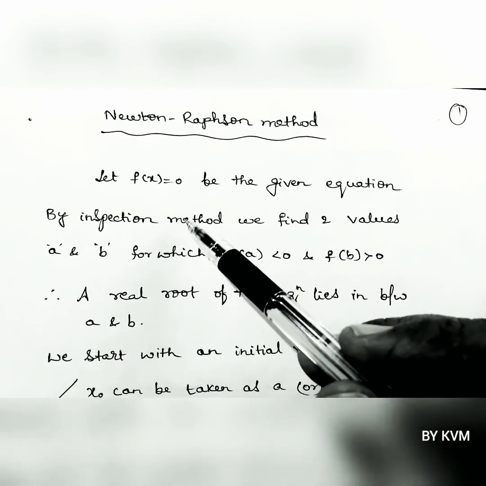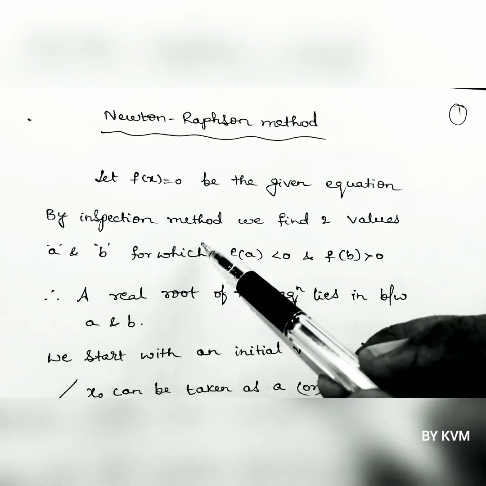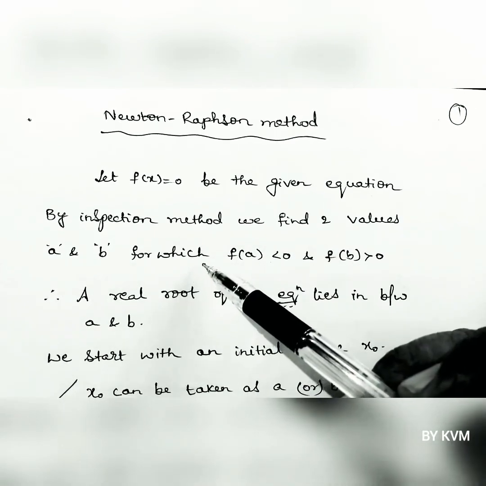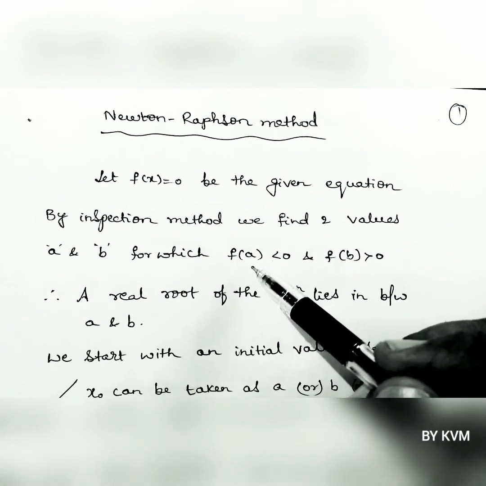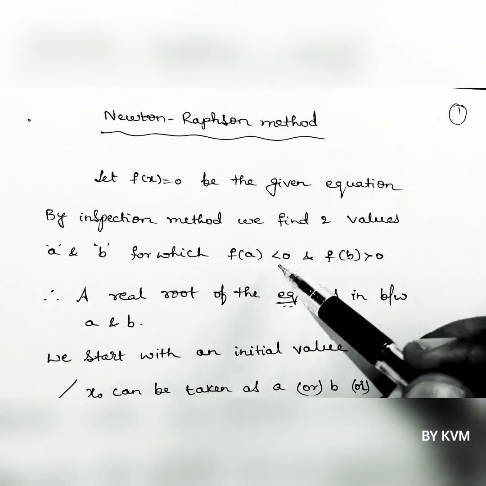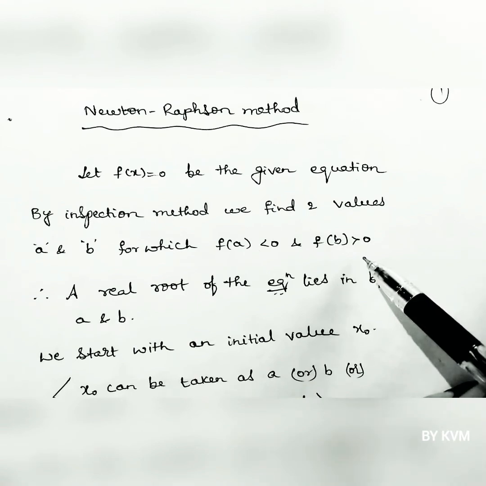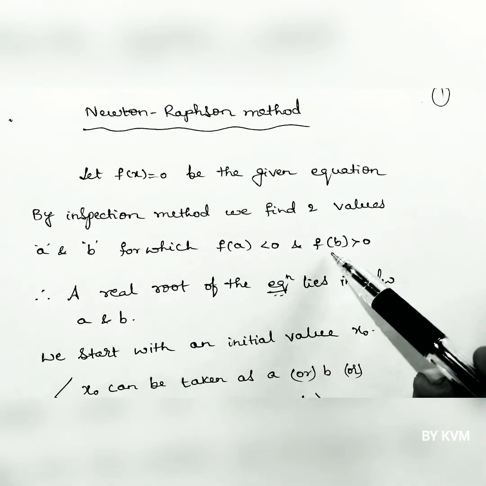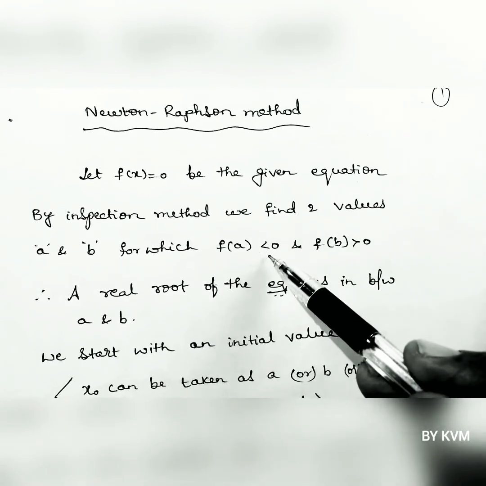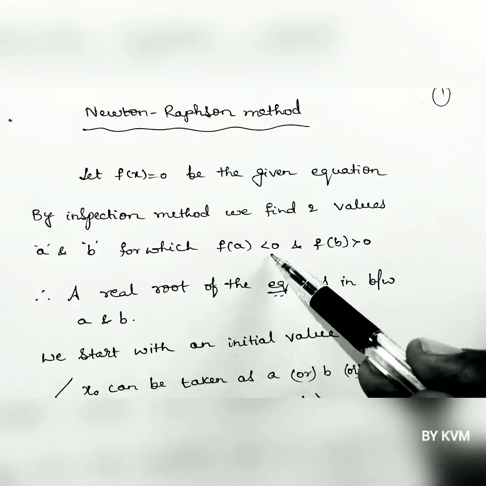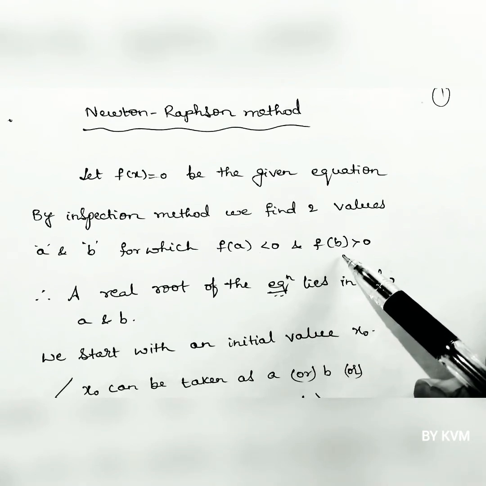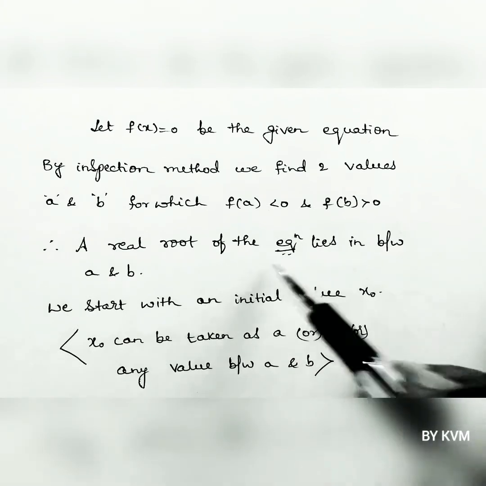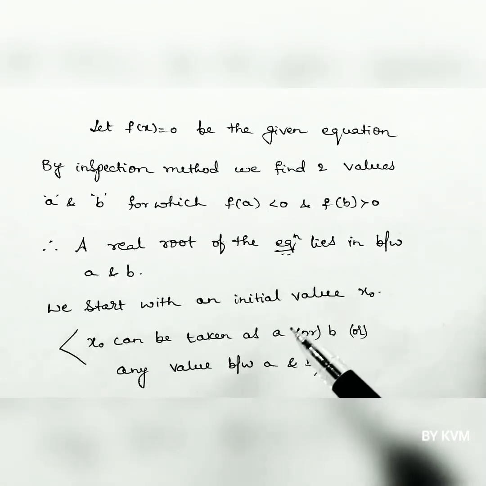So now what we will do here is, by inspection method, first we find two values a and b such that they are opposite in signs. That is, f of a is less than 0 means f of b should be greater than 0. So one functional value is negative, that is less than 0, and another functional value is positive, greater than 0. So by inspection method, a real root lies in between a and b.